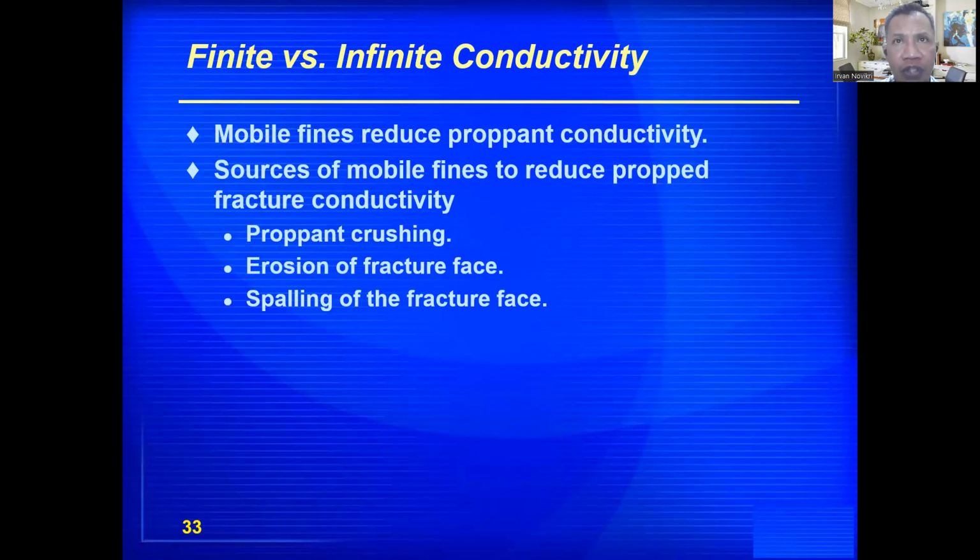Mobile fines, when we talk about finite versus infinite conductivity, reduce your proppant conductivity, of course. The sources for mobile fines are really three. The first one is, of course, proppant crushing. You crush the proppant, it is going to splinter, fragment, and move. The second one is erosion of the fracture face. As we pump these fractures, you are going to erode some of the fracture face. It is almost like sandblasting. And the last one is spalling. Spalling is associated with proppant particles embedding into the fracture face of the rock. Those fines that are created are called spalling.